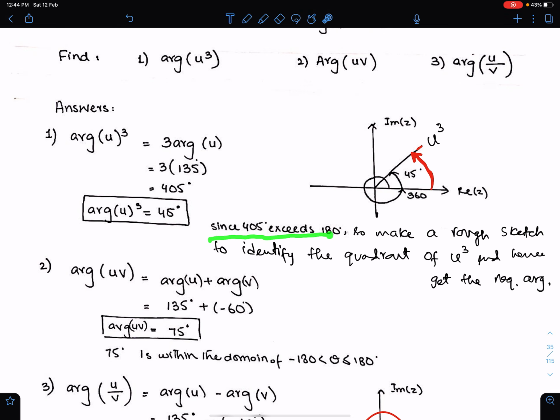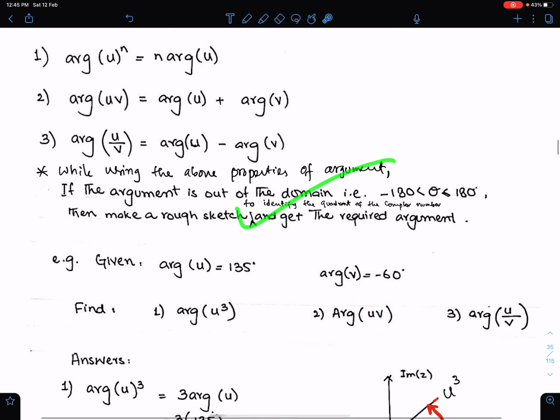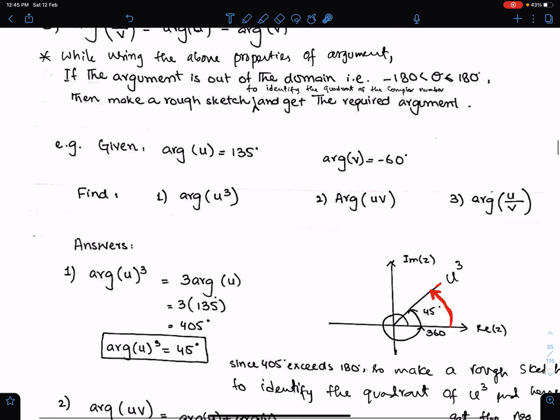Since 405 exceeds 180, make a rough sketch to identify the quadrant of u cube and hence get the required argument. So the required argument is this, which is 45. This total angle is 405. Till here is 360. So this small angle is 45. So the required argument of this complex number is 45. This is the meaning of this concept. If the argument is outside the domain, then make a rough sketch to identify the position of the complex number and get the required argument.